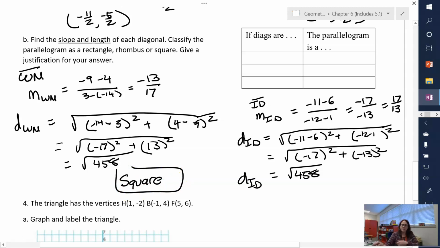So just as a reminder, if your diagonals are congruent, you have a rectangle. If your diagonals are perpendicular, you have a rhombus. And if it's both, you've got a square.